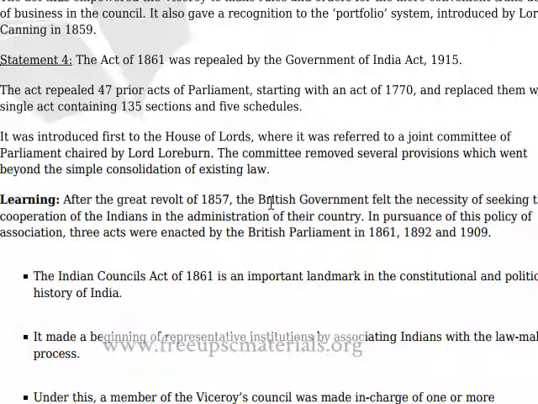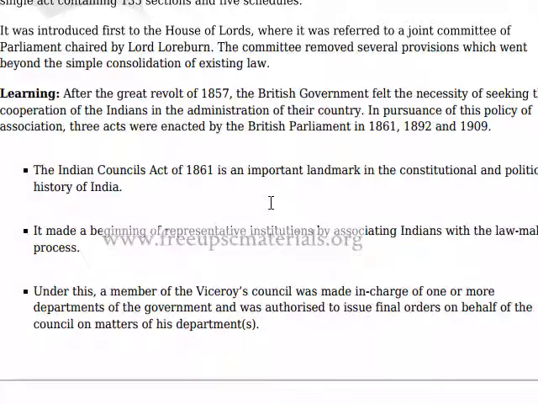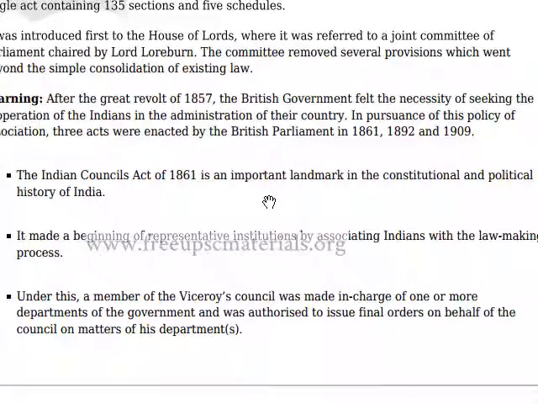So, learning, however, after the Great Revolt of 1857, the British government felt the necessity of seeking the cooperation of the Indians in the administration of the country. In pursuance of this policy of association, three Acts were enacted by the British Parliament in 1861, 1892, and 1909. The Indian Councils Act of 1861 is an important landmark in the constitutional and political history of India. It made a beginning of representative institutions by associating Indians with the law making process.